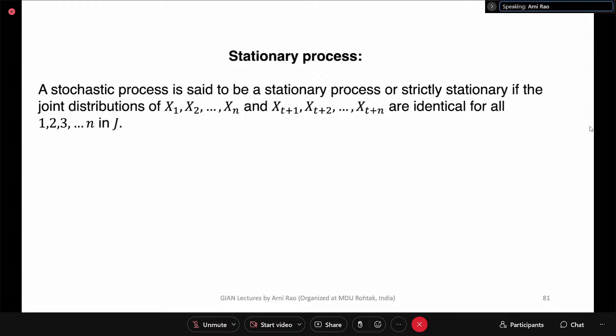A stochastic process is said to be a stationary process, or strictly stationary, if the joint distribution of X1, X2, ..., Xn and X(t1), X(t2), ..., X(tn) are identical for all such events in J. I will explain. This looks complicated, but it is so easy, which you all know already from the questions I see from you. The name itself suggests that stationary means something that doesn't change. Stationary orbits in physics, you understand stationarity. So stationary means something doesn't change.